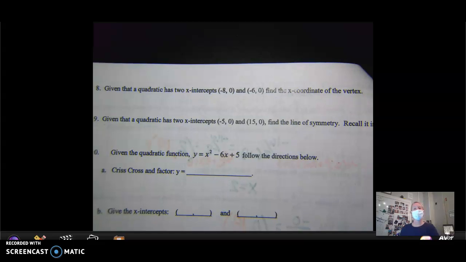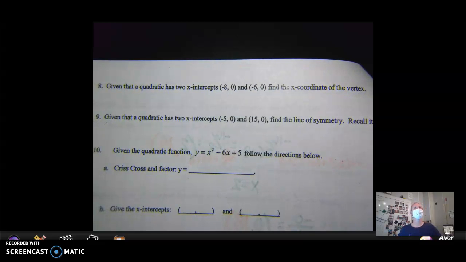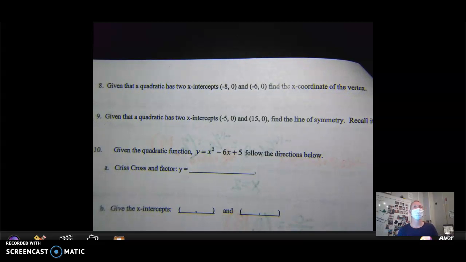Has 2 x-intercepts at these two. Find the x-coordinate of the vertex. How do I do that? So this is an intercept form, essentially. I gave you the x-intercepts. It's this point and this point. How do I find the vertex?